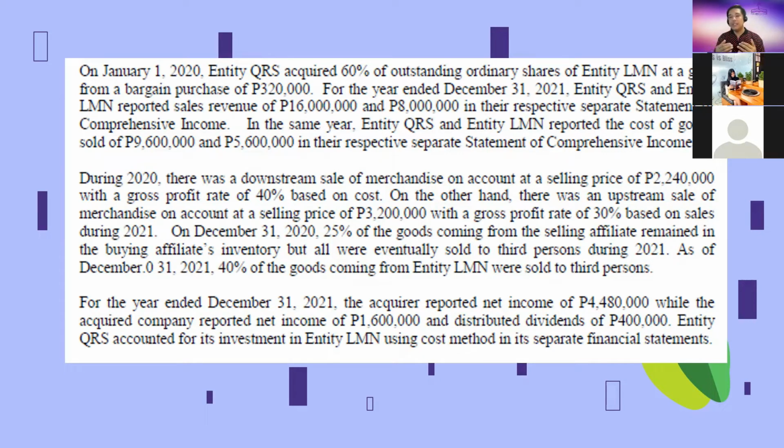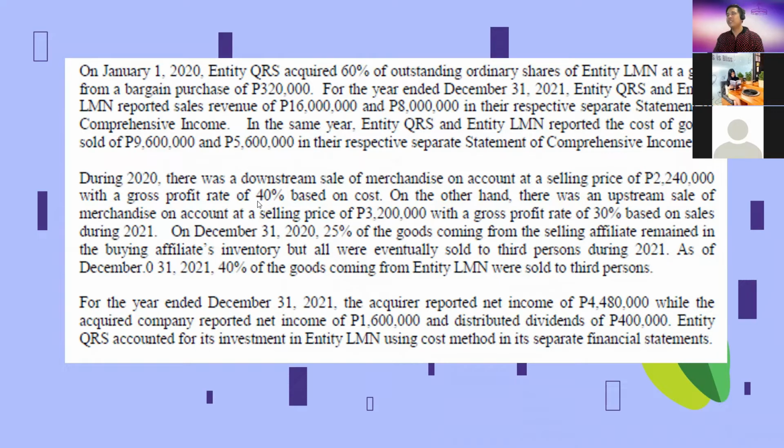only. Now, if it's upstream, so meaning sales from the subsidiary up to the parent, then we have to allocate it, no, based on the proportionate share. Okay? So basahin ko ulit ha. During 2020, there was a downstream sale of merchandise on account at a selling price of 2,240,000 with the gross profit rate of 40% based on cost.